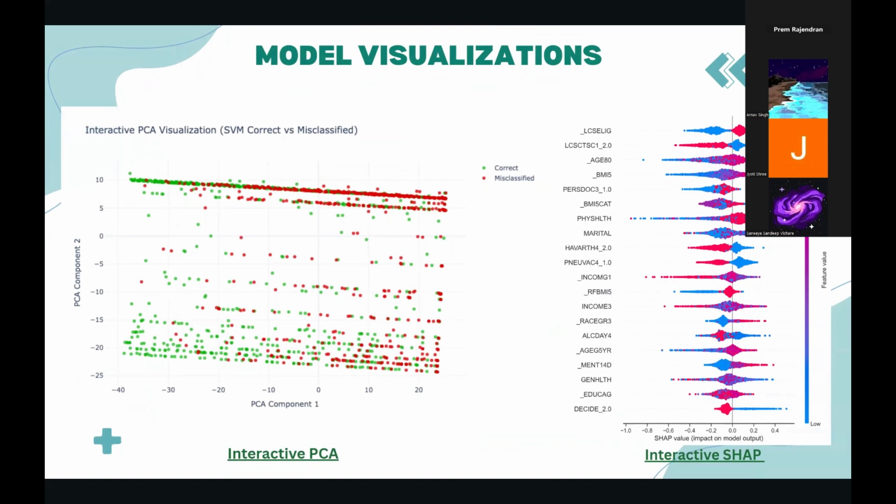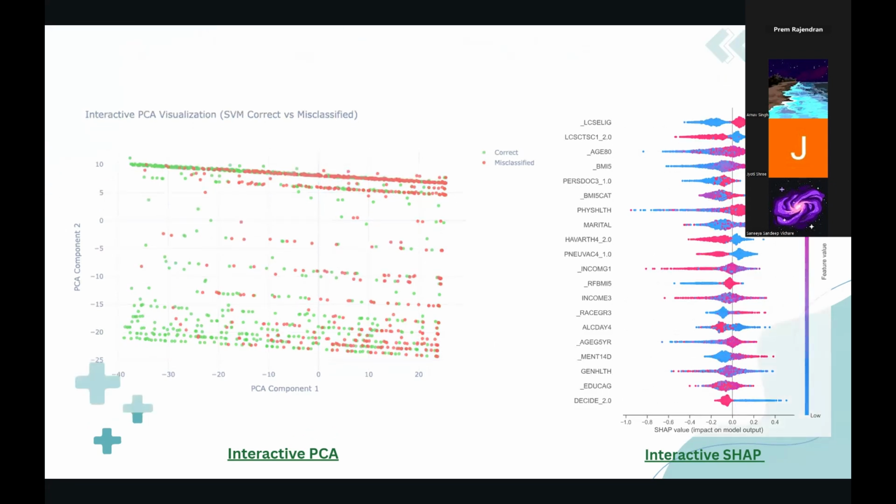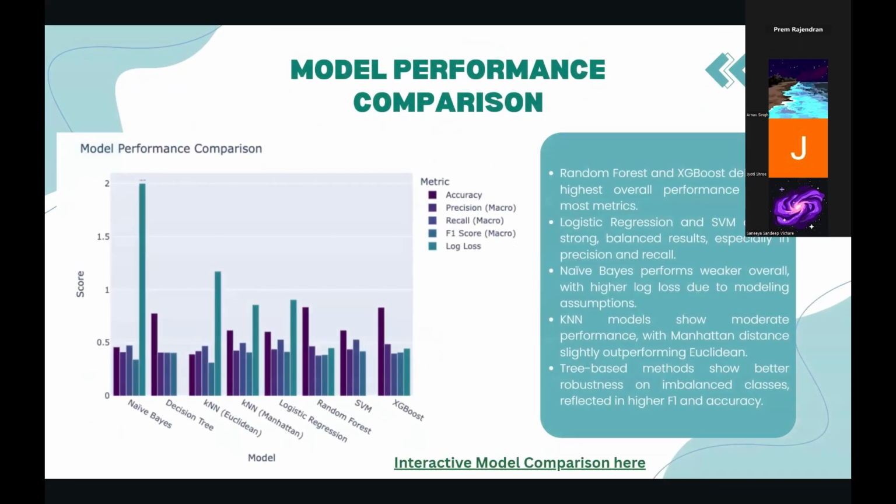To understand model behavior more deeply, we used PCA to compare correct versus misclassified SVM points, which clearly shows where the classes overlap and where the model struggles. SHAP values from XGBoost add interpretability by showing how high or low feature values push predictions towards or away from diabetes. Finally, when we look across all metrics, accuracy, precision, recall, F1, and log loss, Random Forest and XGBoost clearly deliver the strongest overall performance.